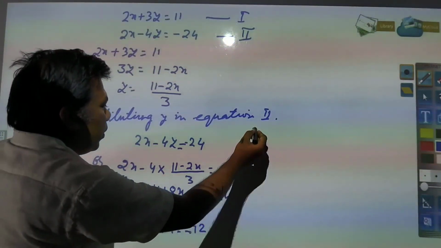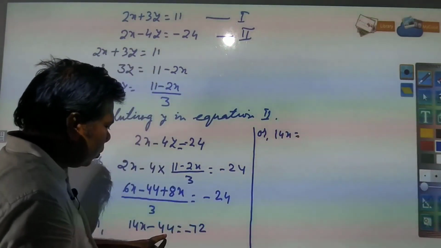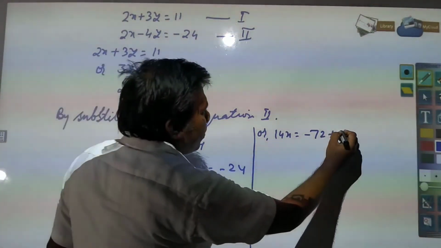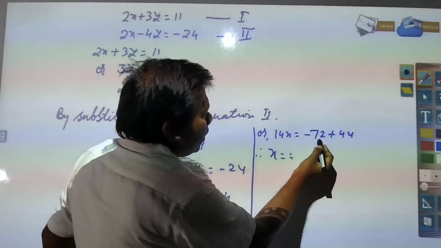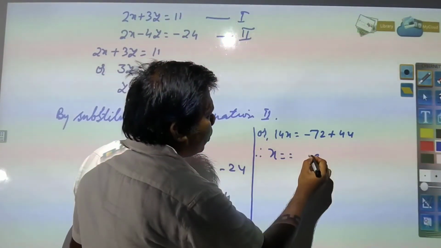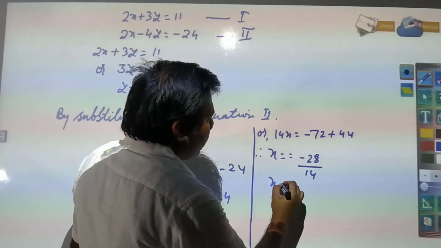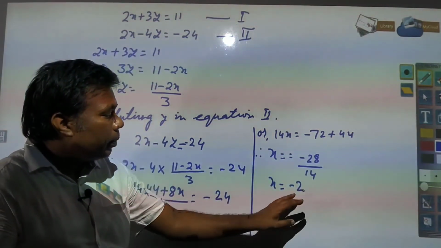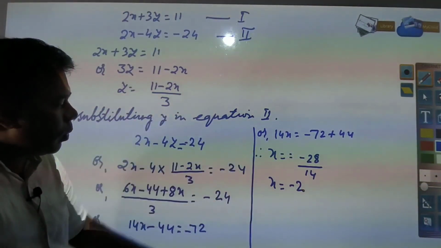And now you see, 14x will be equal to minus 72 and plus 44. So x will be equal to, here you see 12 minus 4 is 8, 6 minus 4 is 2, and that will be minus, and divided by 14, x will be minus 2. 14 twos are 28, so x is equal to minus 2 you have got. Now by putting the value of x in this equation, we can find out y.